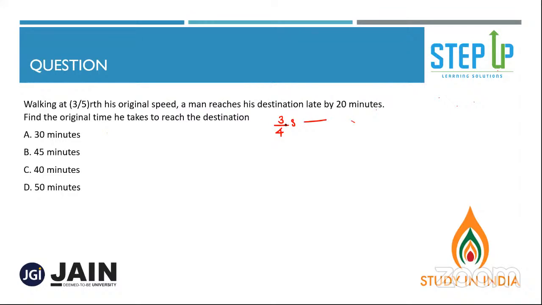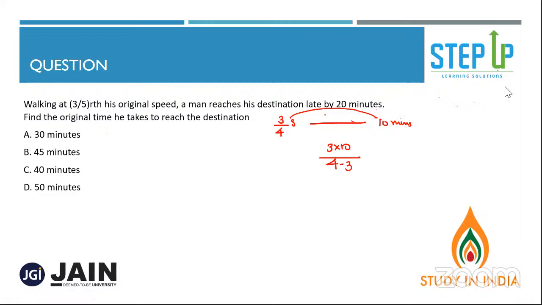All right. Anybody wants me to explain this? If it is given, walking at 3 by 4 of his usual speed, a man is reaching 10 minutes late. What we do? We just multiply this 3 into 10, and in the denominator it is 4 minus 3.